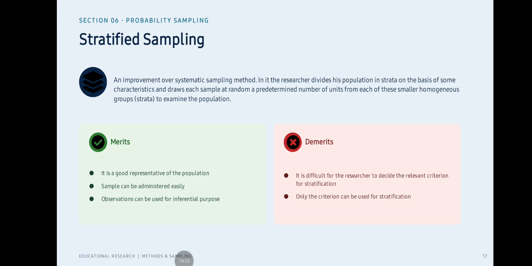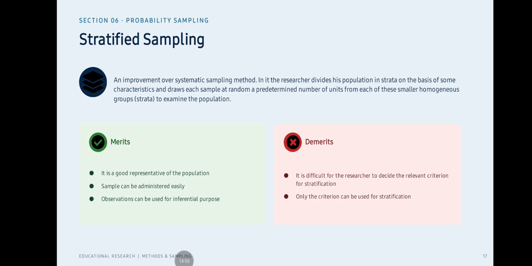We'll go through the probability sampling, that is stratified sampling, an improvement over systematic sampling method. In it, the researcher divides his population into strata on the basis of some characteristics and draws at random a predetermined number of units from each of these smaller homogeneous groups to examine the population.